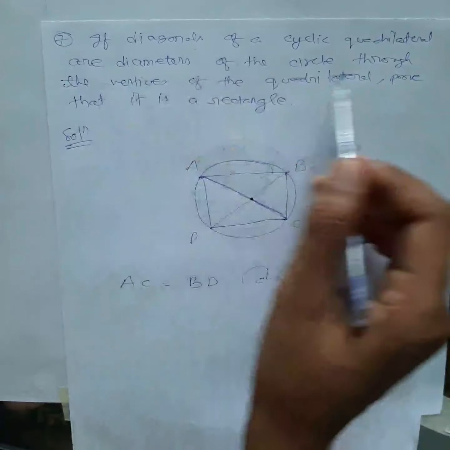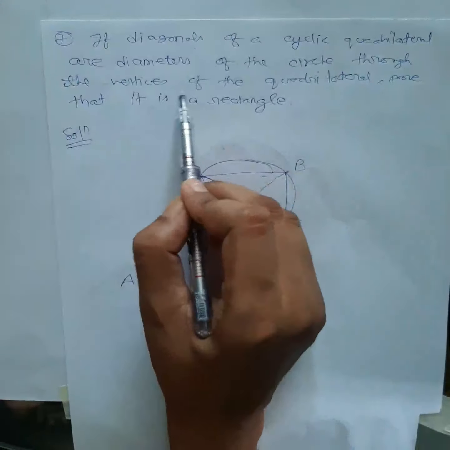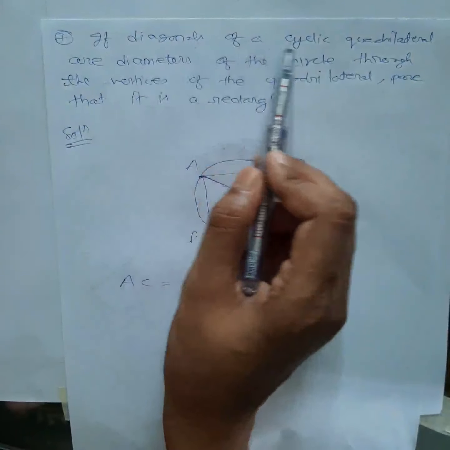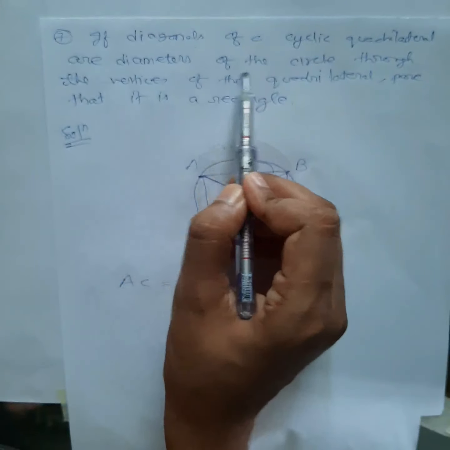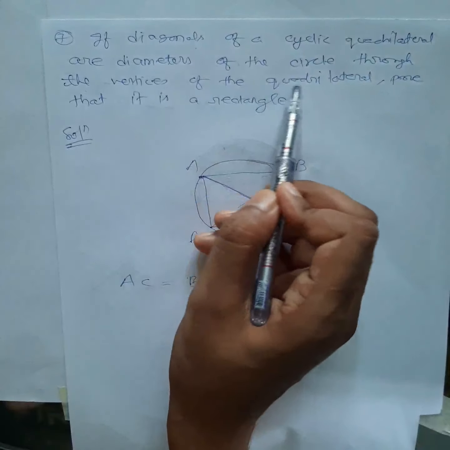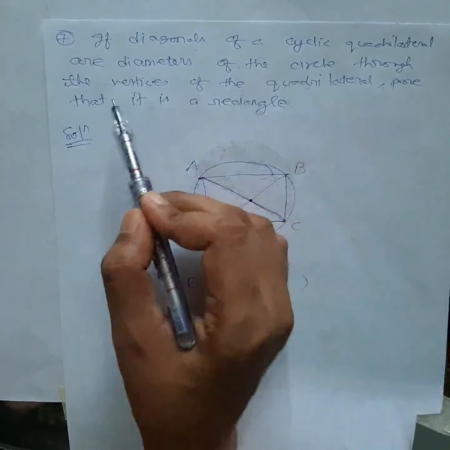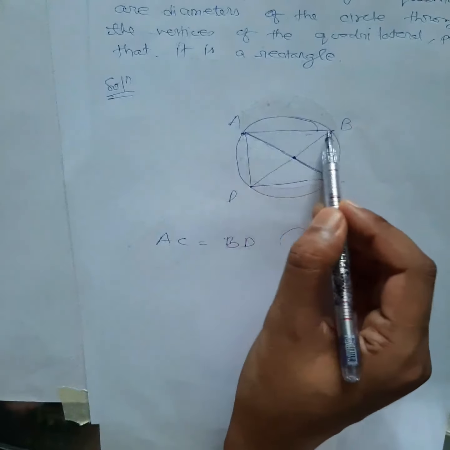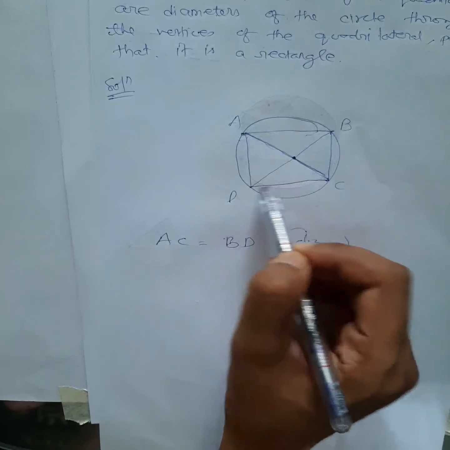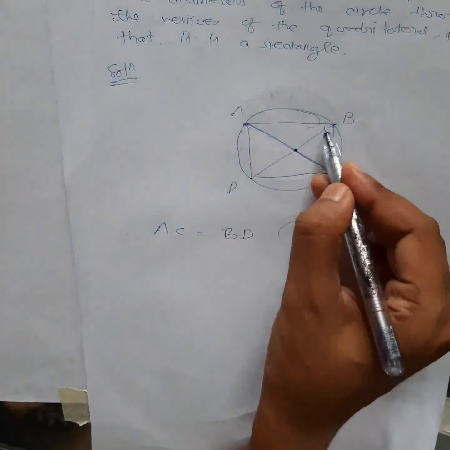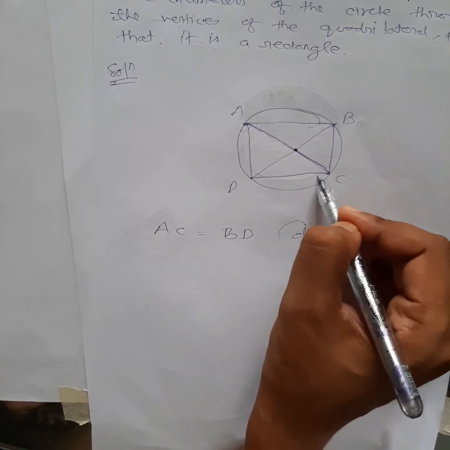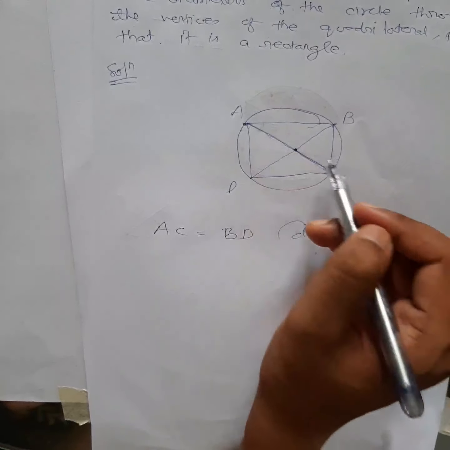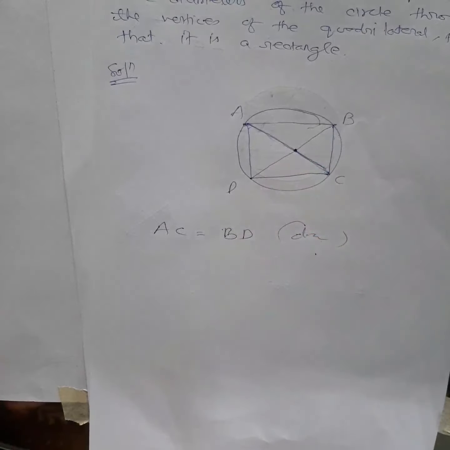First thing, let me read the question. Circle through the vertices of the quadrilateral. If the diagonals of a cyclic quadrilateral are diameters of the circle through the vertices of the quadrilateral, prove that it is a rectangle. So you have to prove that this cyclic quadrilateral is a rectangle. To show a rectangle, what do you have to show? Just show this one is 90 degrees. If I can show all angles are 90 degrees, then I can say, right, this is a rectangle, right?